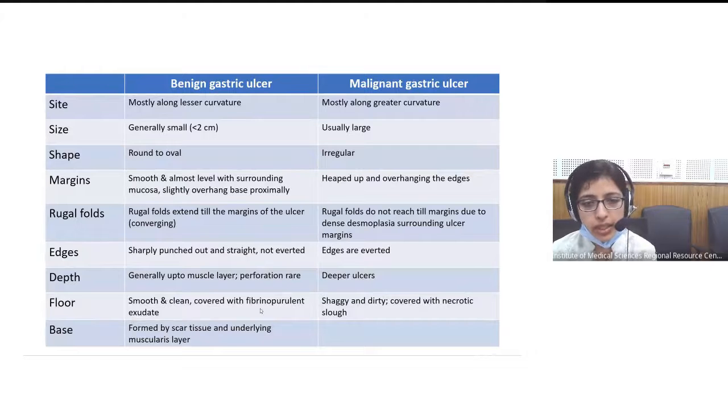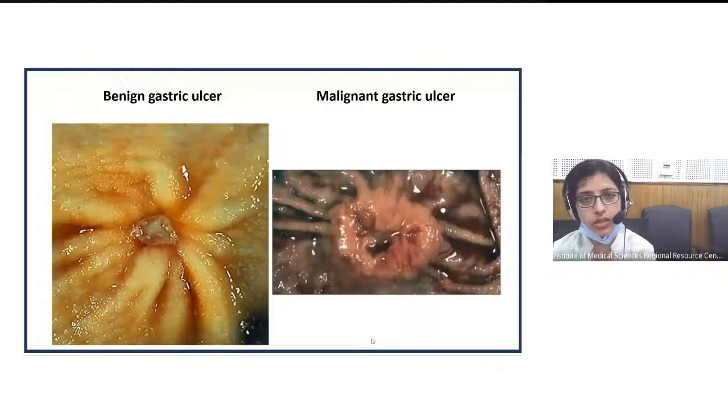In benign ulcers the floor is smooth and clean, because the necrotic debris and slough get digested by the peptic enzymes. In malignant gastric ulcers, the floor of the ulcer is very dirty and shaggy, covered with necrotic slough, all the dying neoplastic cells and apoptotic cells at the center, where the blood supply is compromised. Then at the base of the ulcer, we see scar tissue formation because of the ongoing process of healing. And in malignant ulcers, we see desmoplasia surrounding the ulcers.